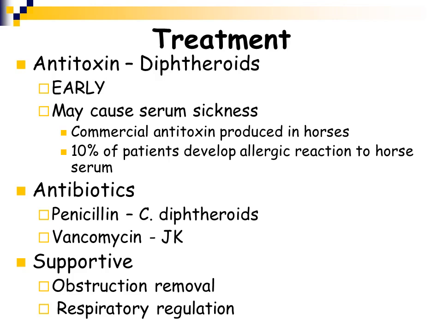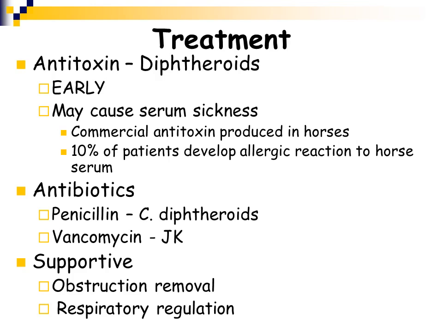Treatment for individuals that have diphtheria is antitoxin. You have to try to get rid of as much of that toxin as early as possible. The problem with giving patients antitoxin is that it can cause serum sickness. The antitoxin is produced in horses, and there are a lot of individuals that are allergic to horse serum. So sometimes the treatment of antitoxin causes people to be just as sick.